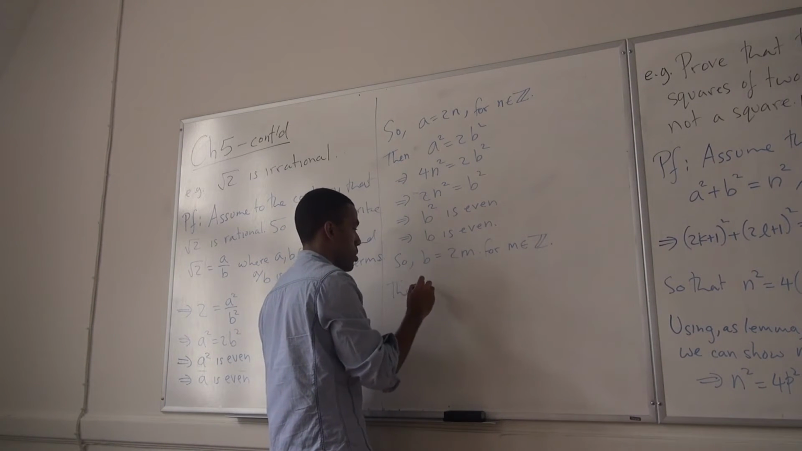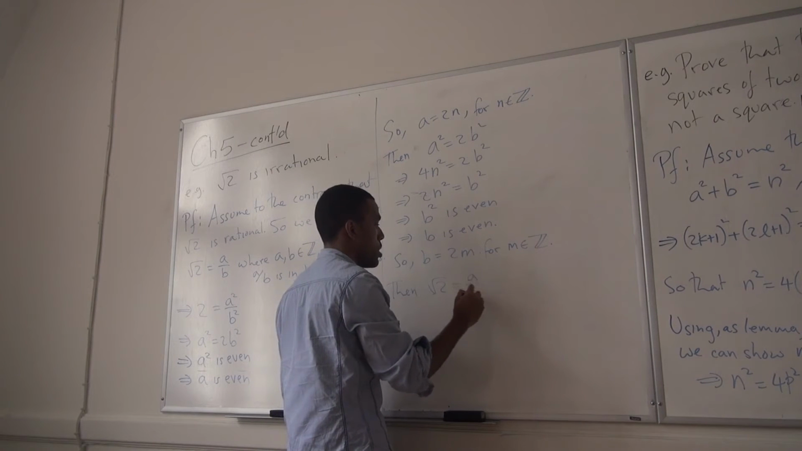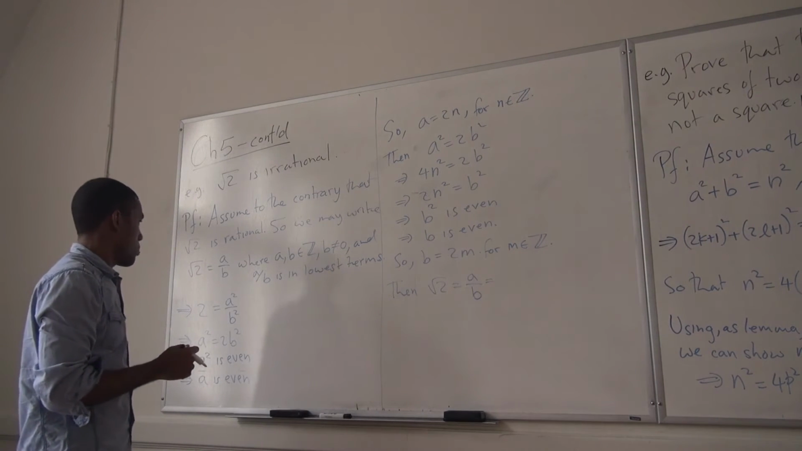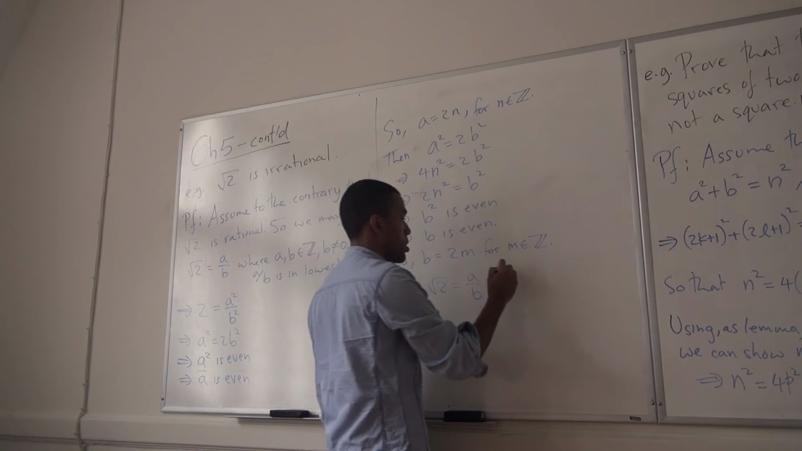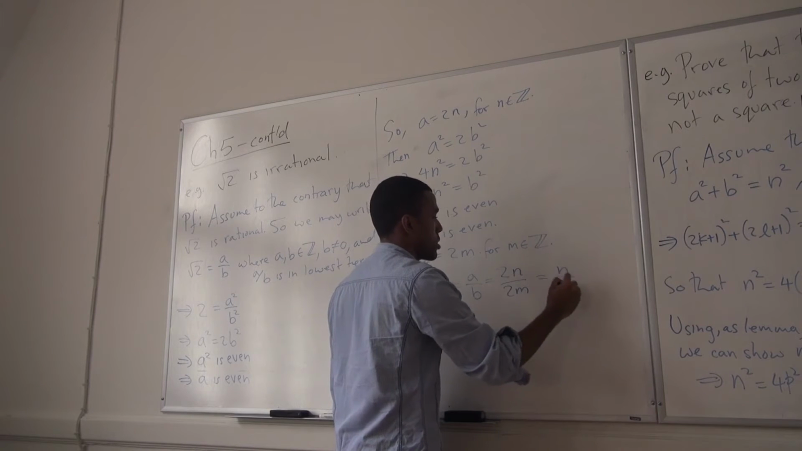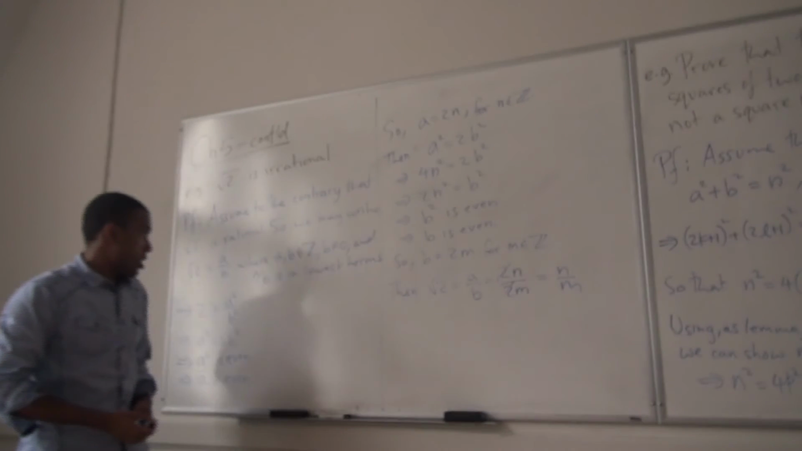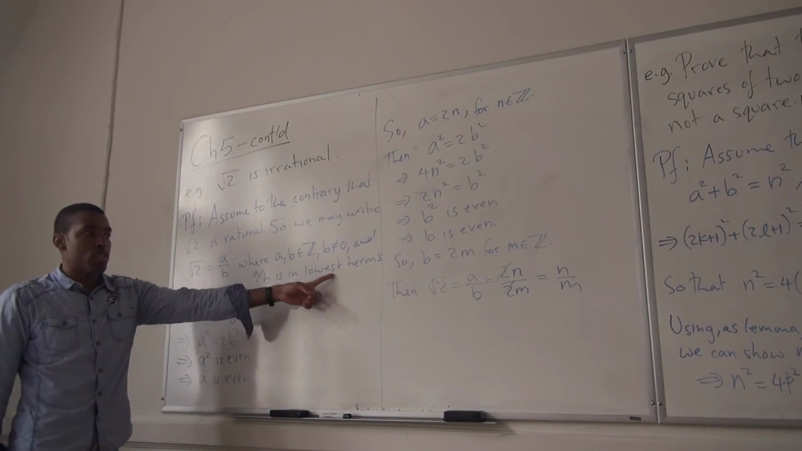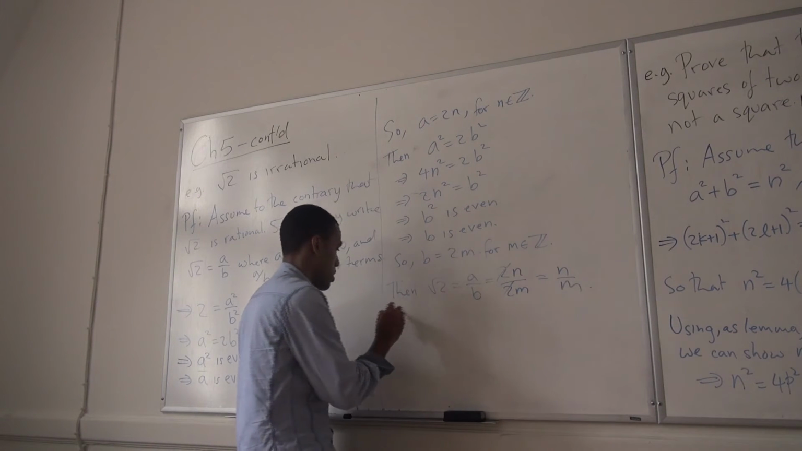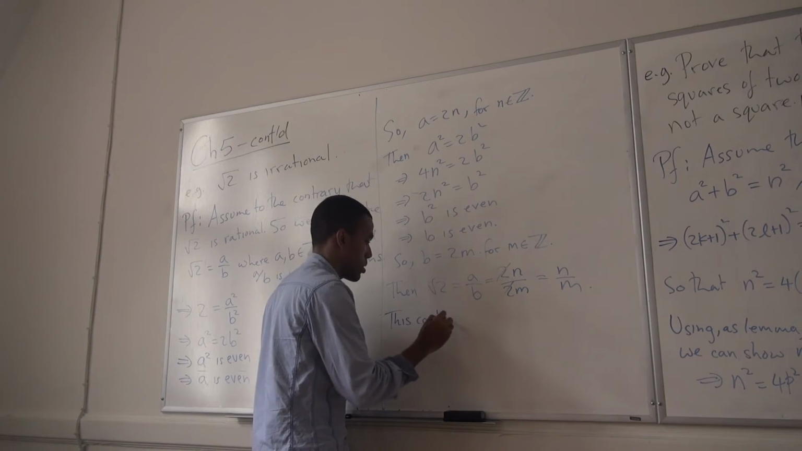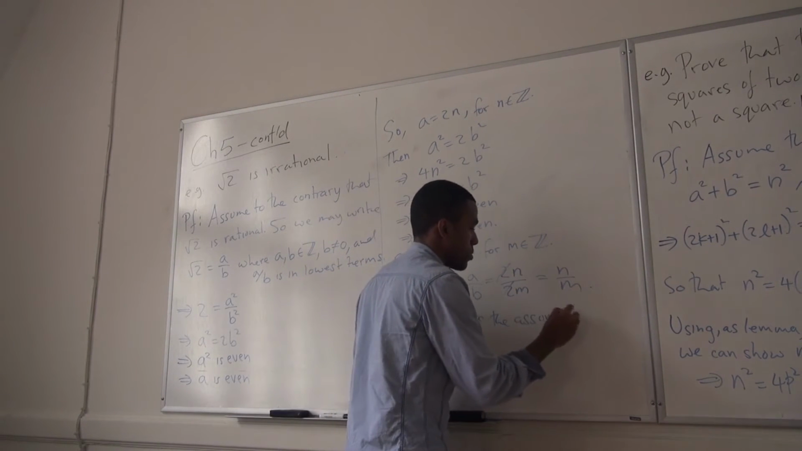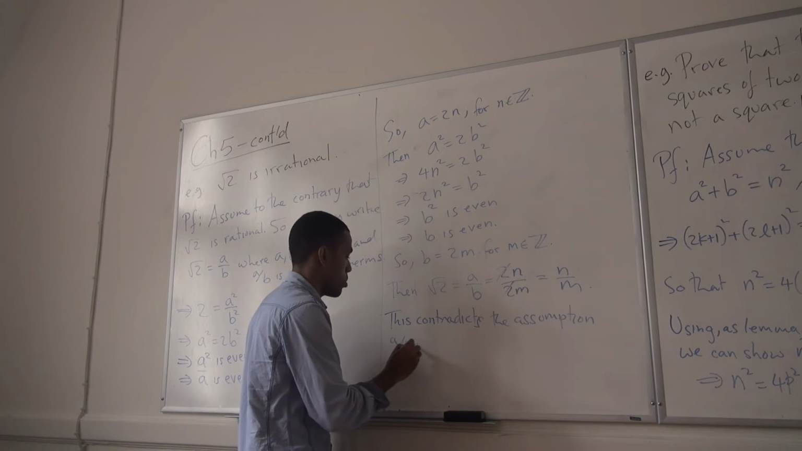Then radical 2 would be equal to a over b. What's the contradiction here? a and b are both even, or both divisible by 2. So a is actually 2n, b is actually 2m. The contradiction is we assumed they were in lowest terms, so they cannot be reduced, but it ends up we could reduce them. This contradicts the assumption that a over b was in lowest terms.